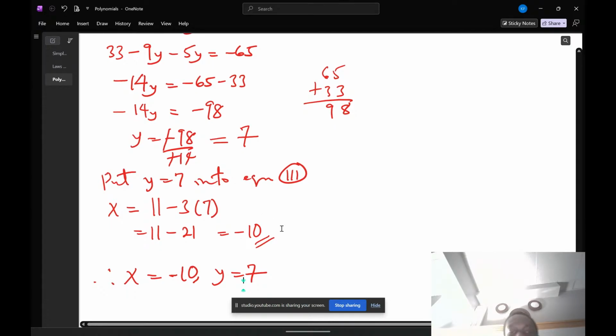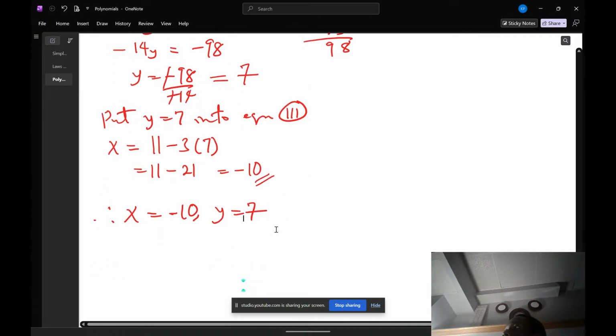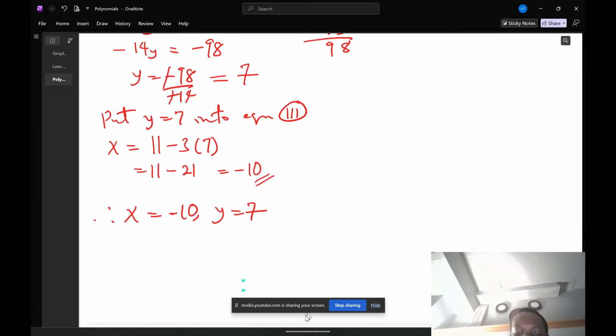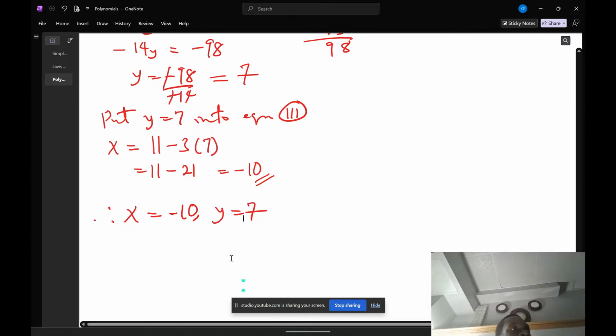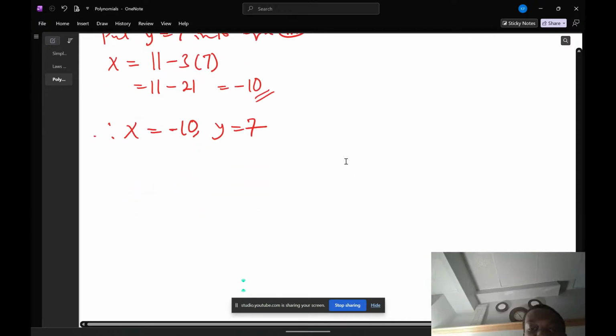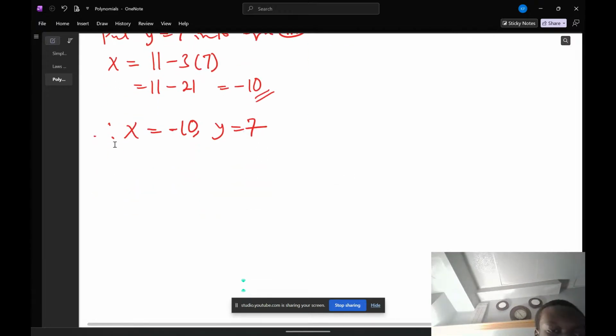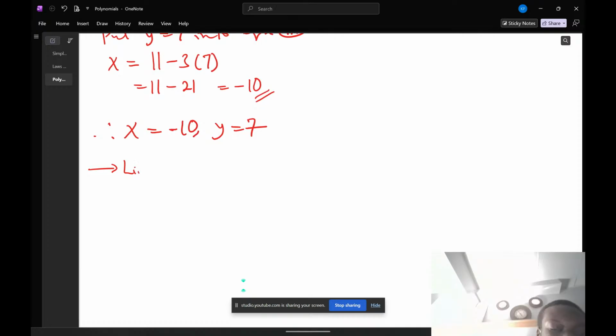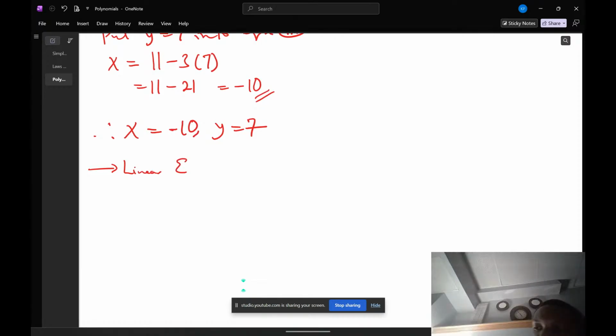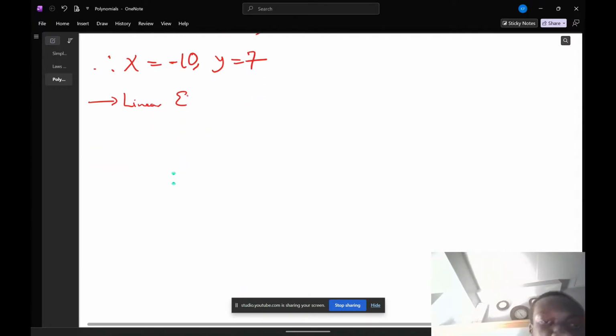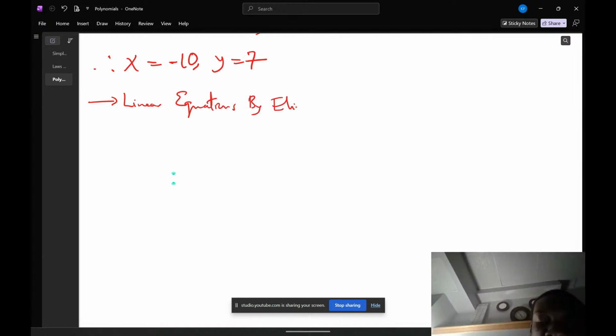So now we are learning linear equations, and right now I'm solving linear equations by substitution method. So now I want to explain linear equations by elimination method. Let me scroll up a little bit. Linear equations by elimination method.